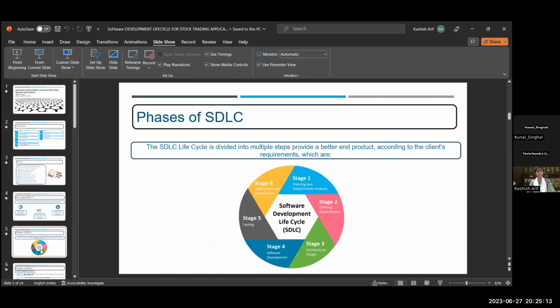So, what are the phases of SDLC? The SDLC life cycle is divided into multiple steps to provide a better end product according to the client's requirements. The first phase is planning and requirement analysis, defining requirements. The second phase is architectural design. The third phase is software development and testing. Then deployment and maintenance.